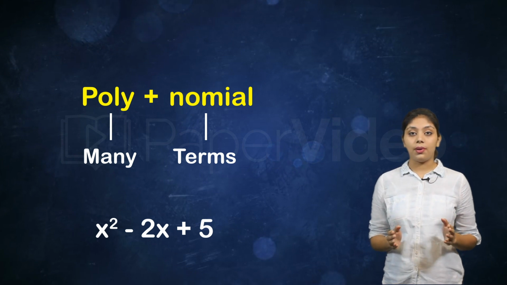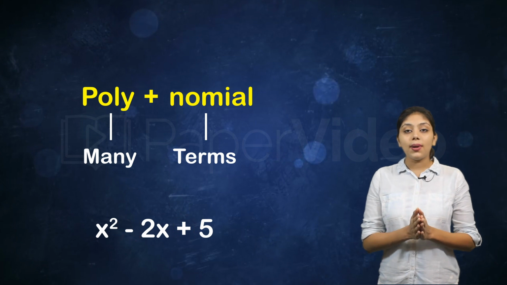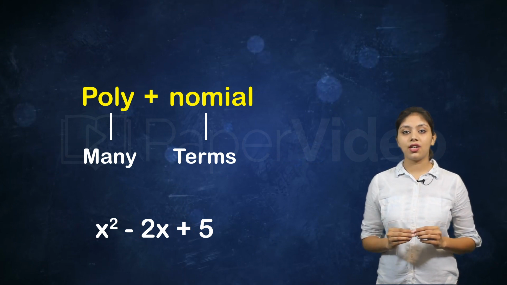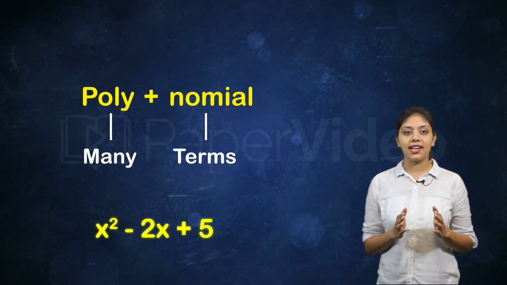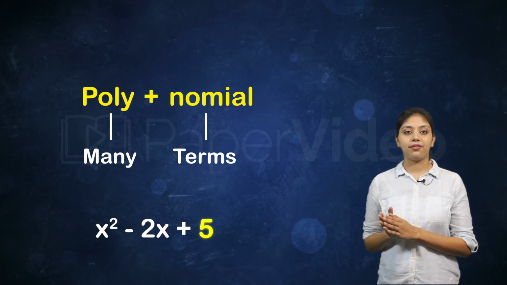Each term in a polynomial is separated by a plus or minus sign. Once we identify all the plus and minus signs, we can easily tell the individual terms of the polynomial. For instance, this polynomial has three terms such as x square, 2x and 5.